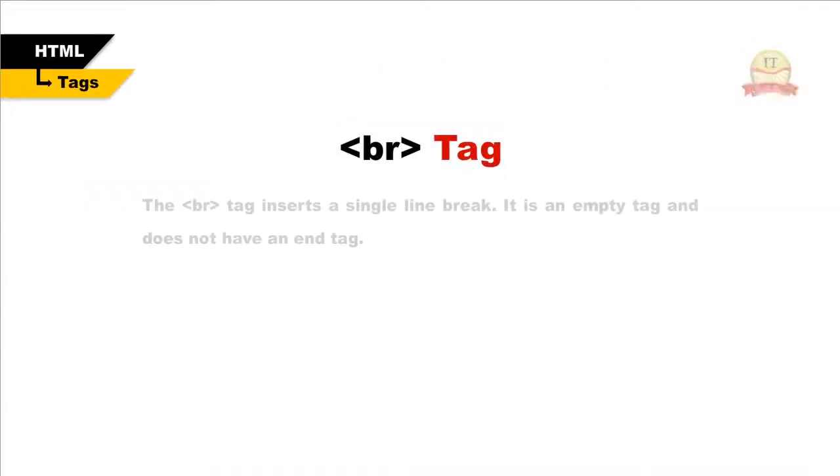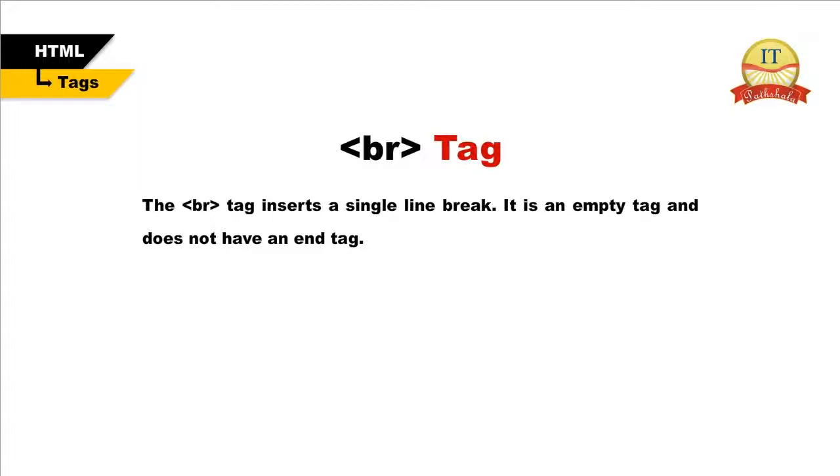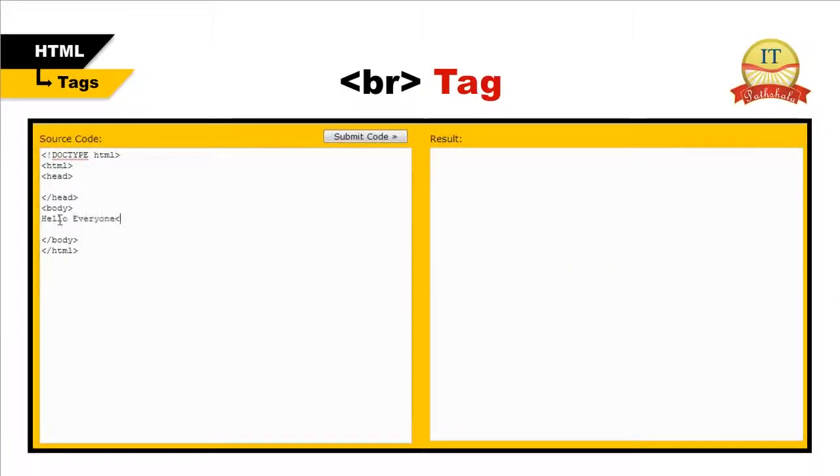The BR tag. The BR tag inserts a single line break. It is an empty tag and does not have an end tag to it. In the following example, we shall insert the BR tag somewhere between a sentence. Please observe carefully what it does to the whole sentence.